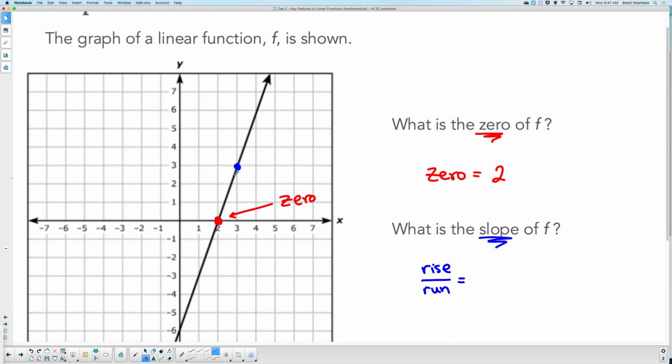So let's find the rise. How much do I rise going from the red to the blue? How many units do I go up from the red to get to the blue? How many straight up do I travel? How many boxes? 3. Perfect. I go up 3. My rise is 3. Now let's talk about my run. From this spot, how many boxes over do I go to get to the blue? 1. So it's 3 divided by 1. Now that can reduce. What is 3 divided by 1? 3. You could just rewrite that as the number.